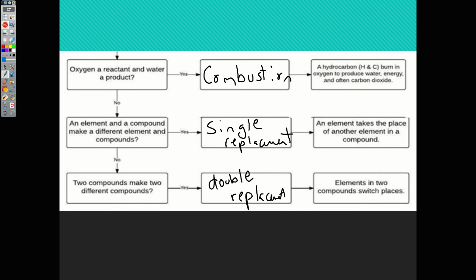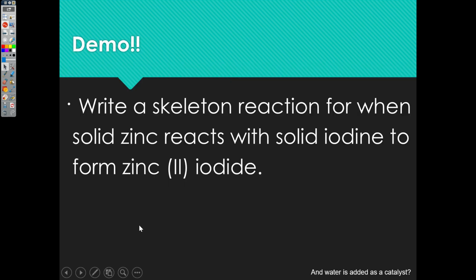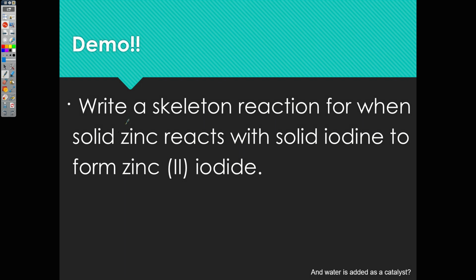All right. So there are all of your types. Now we're going to look a little bit more at how to write skeleton equations. All right, so we're going to look at this one, which is a synthesis. Write a skeleton equation for when solid zinc reacts with solid iodine to form zinc 2 iodide.